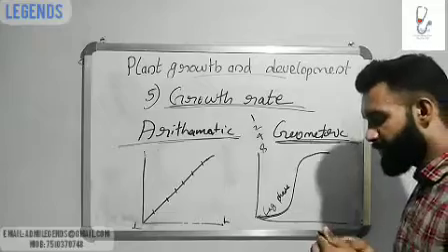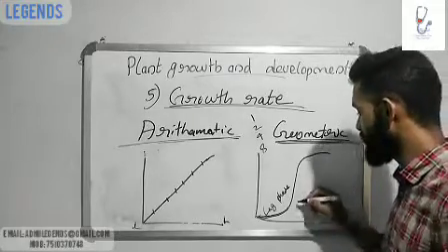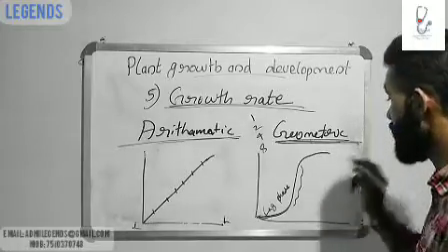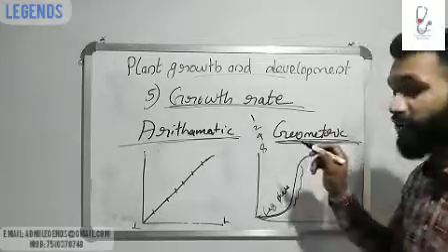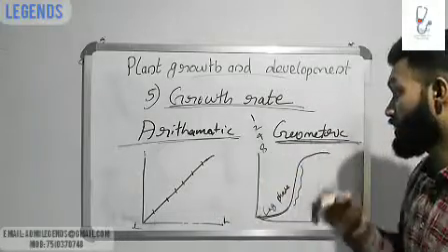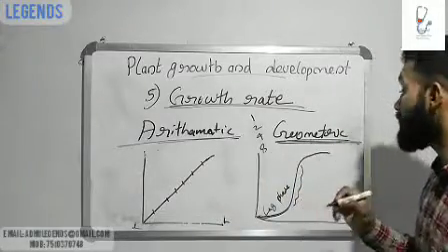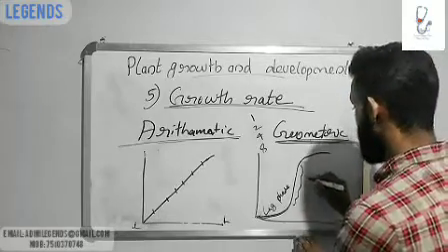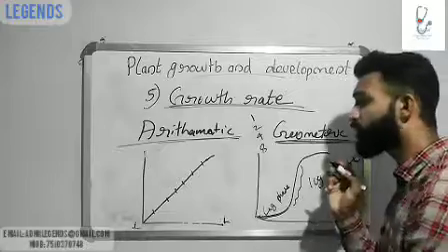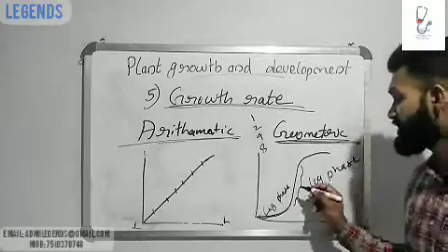Okay, and the next stage is the exponential growth stage. The maximum growth is happening in this stage. That means 8 cells dividing into 16, 16 into 32, 32 into 64. It is a very high rate. So we can say that it is the log phase. The maximum growth is happening in this stage.